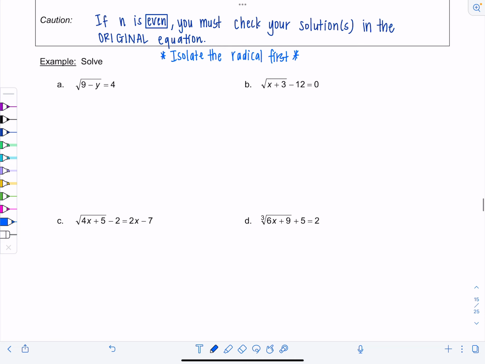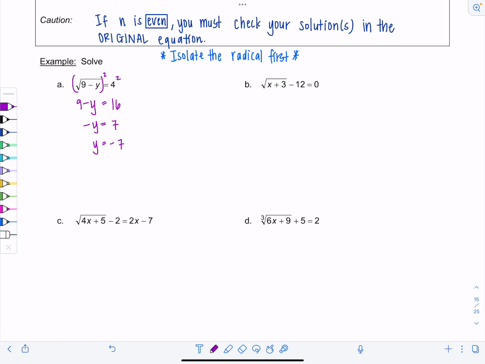So the radical is already isolated. I'm going to go ahead and square both sides. And so now on the left-hand side, I just have 9 minus y, and this is equal to 16. Very good. Now, to isolate y, I'll subtract 9 over to the other side. So negative y equals 9. Excuse me, that's not what I meant to put. 16 minus 9 is 7, which means that y equals negative 7.